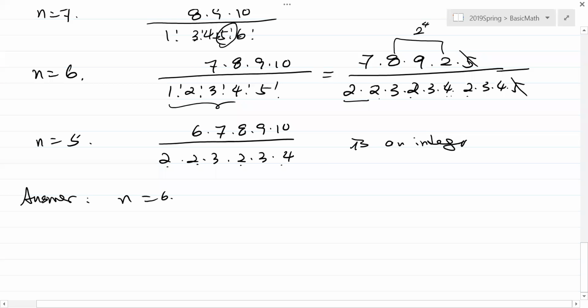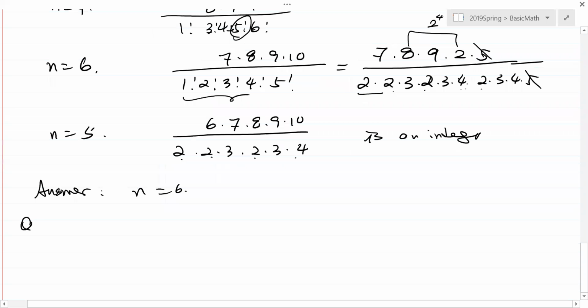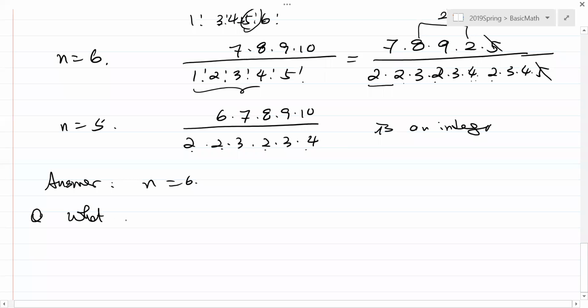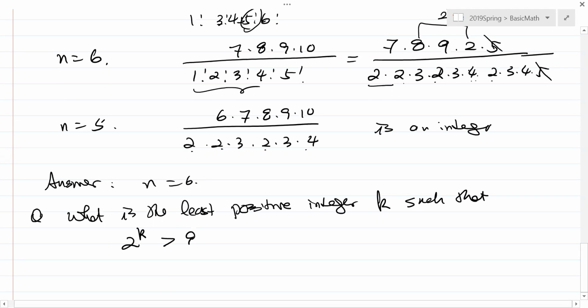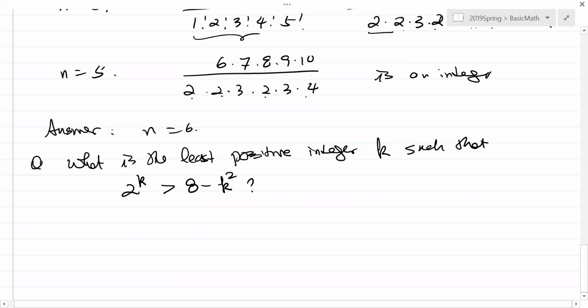The next one I want to discuss is still a similar type of problem. What is the least number, right? So here's how you do it quickly. What is the least positive integer k such that 2 to the k is greater than 8 minus k squared, okay? So what is the least positive integer such that this inequality holds?